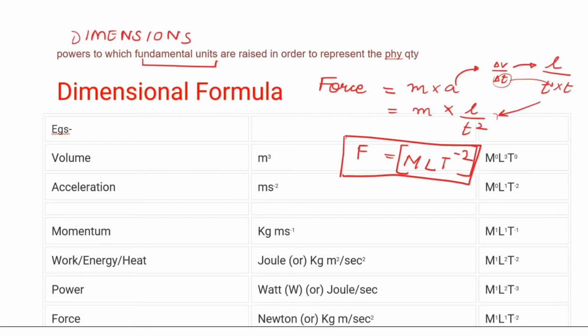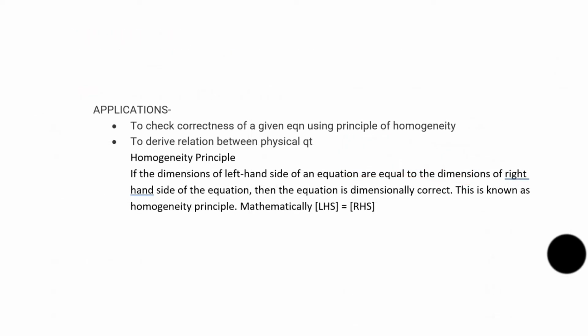Now let's see what the applications of this dimensional analysis method are. The first one is to check the correctness of a given equation using the principle of homogeneity. So what is this homogeneity principle? We'll see. Then the second one is to derive a relation between physical quantities. What do we mean by checking the correctness of the given equation? It is to check whether the given equation is dimensionally correct or not.